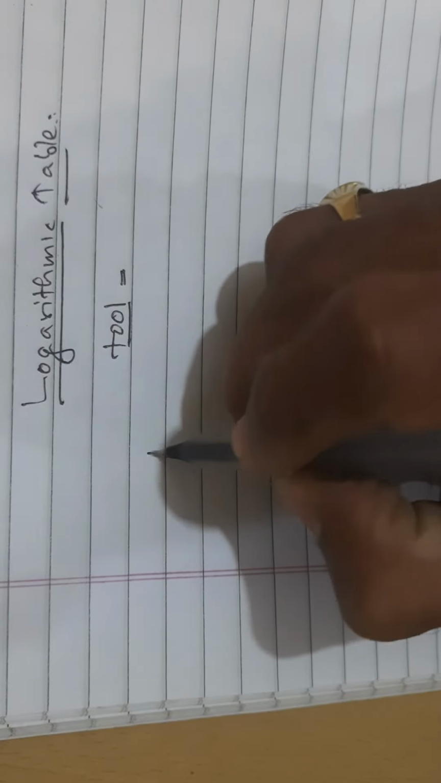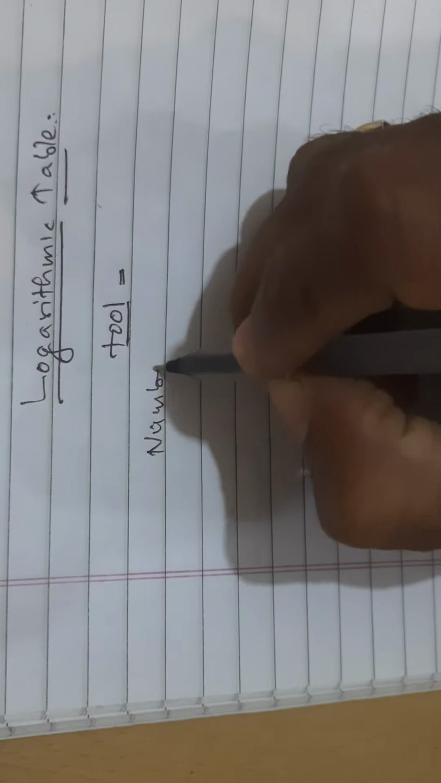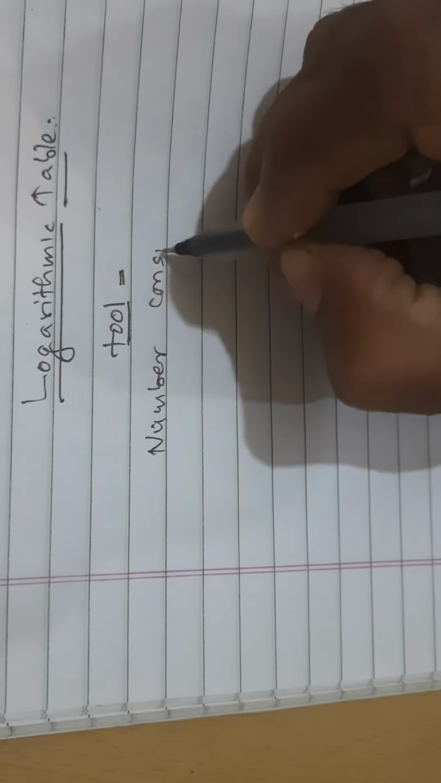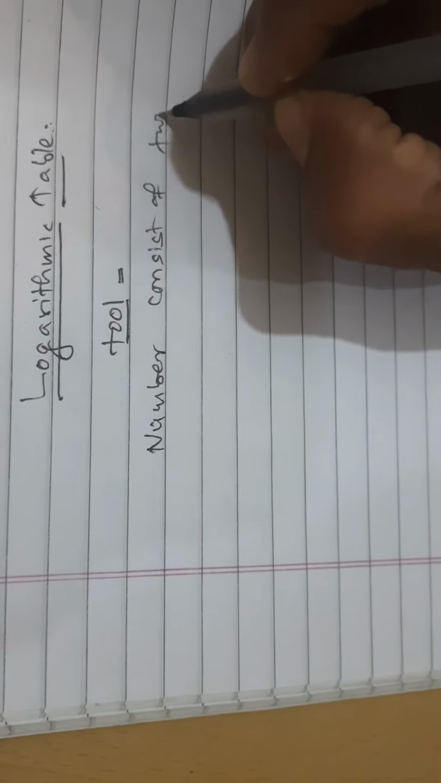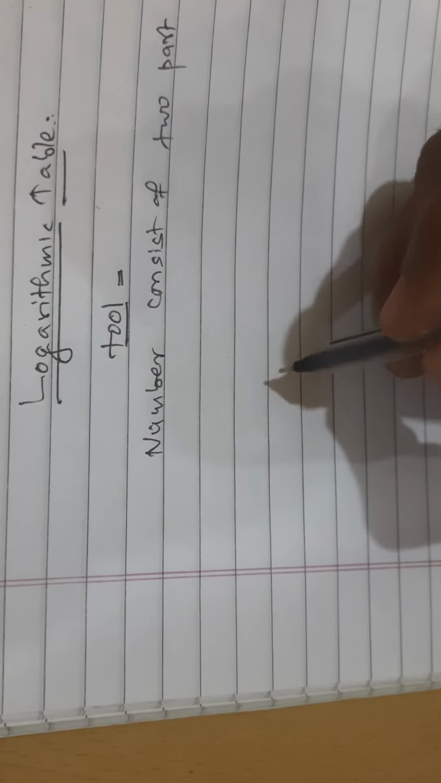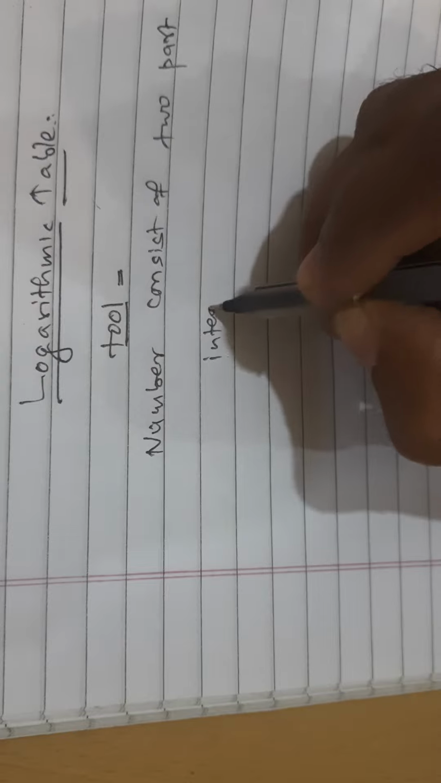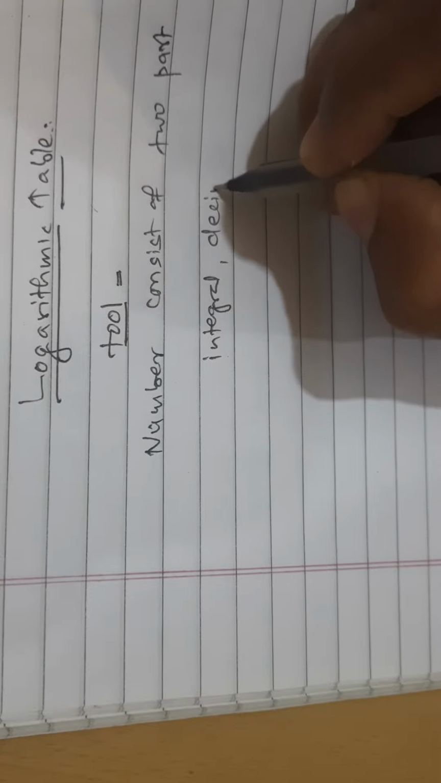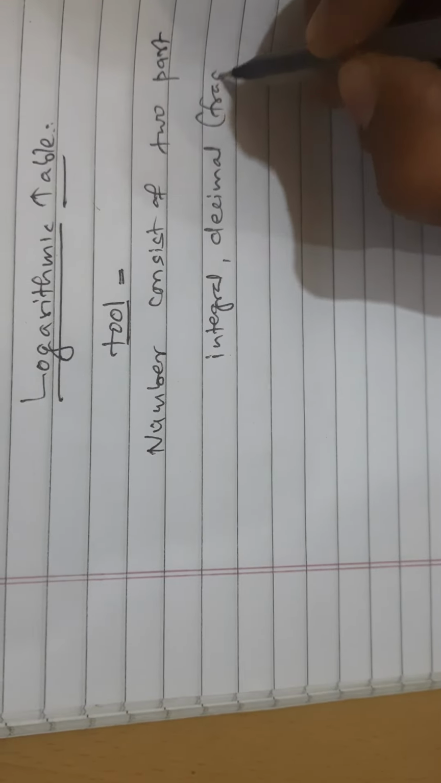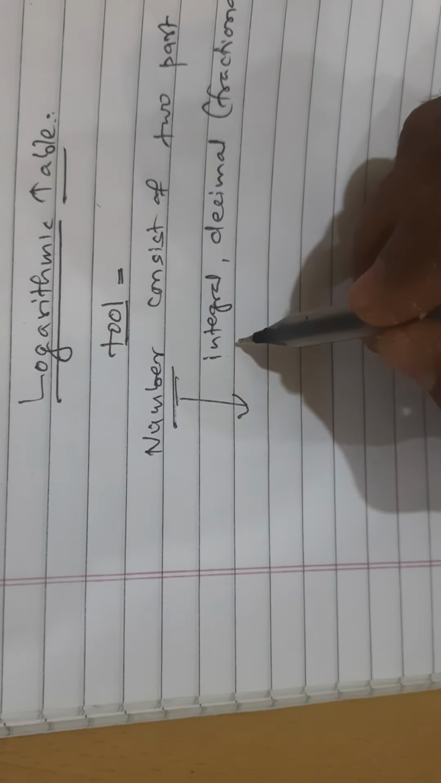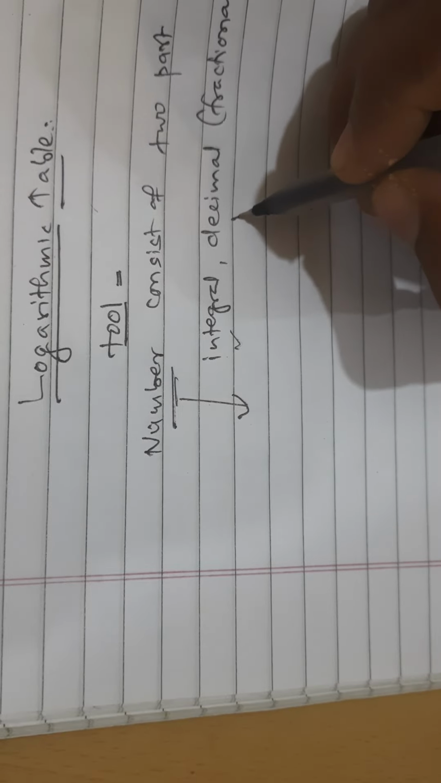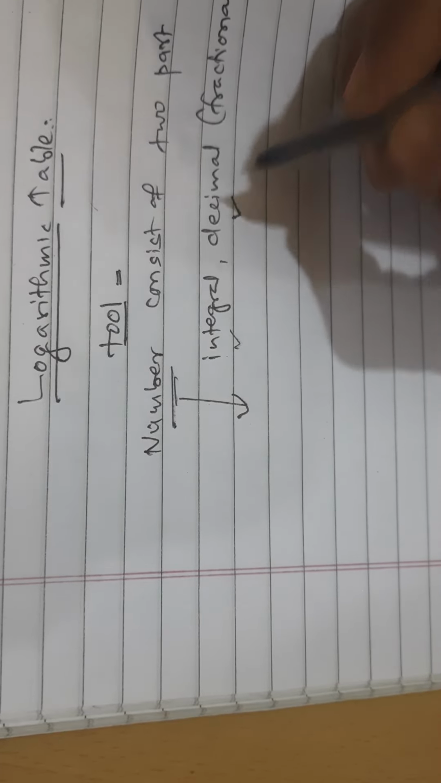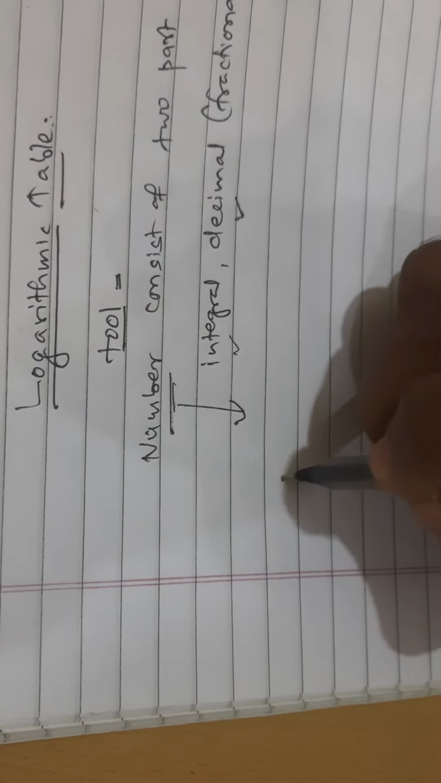We know that a number consists of two parts. Which are these parts? One is integral and the other is decimal, also called the fraction or fractional part. Sometimes a number may be integral, it may be decimal, or both integral and decimal.